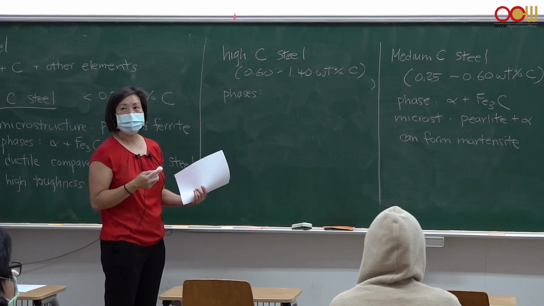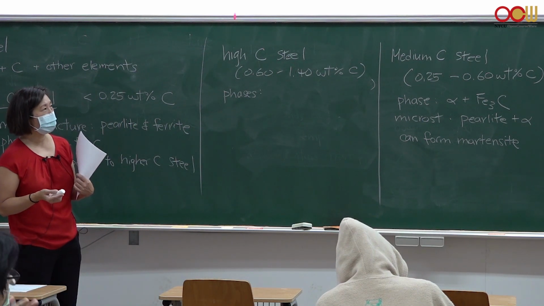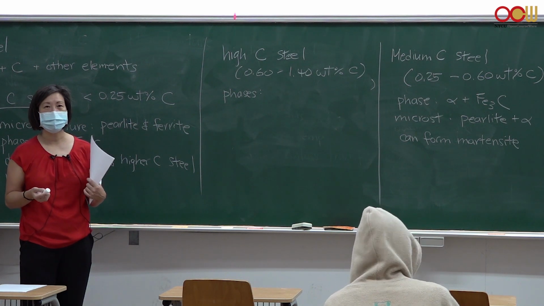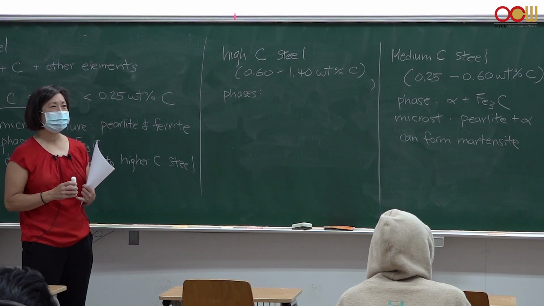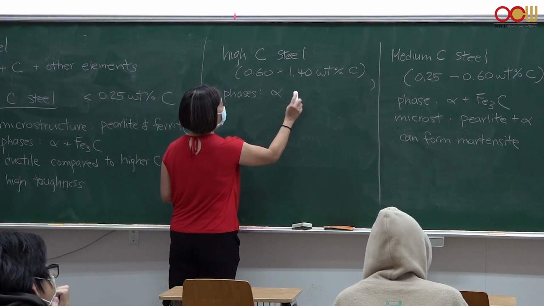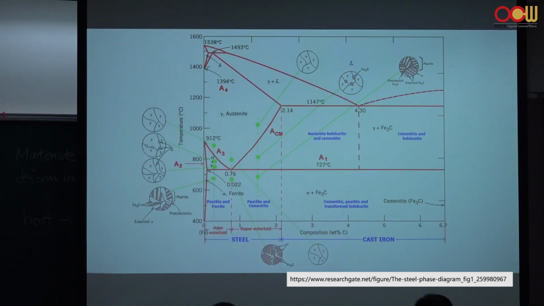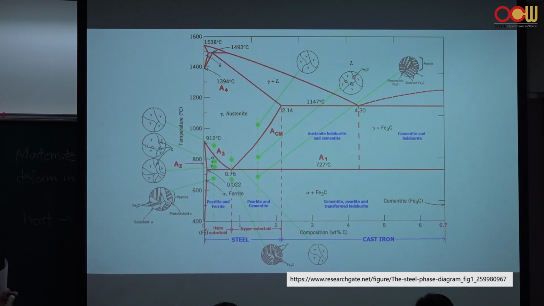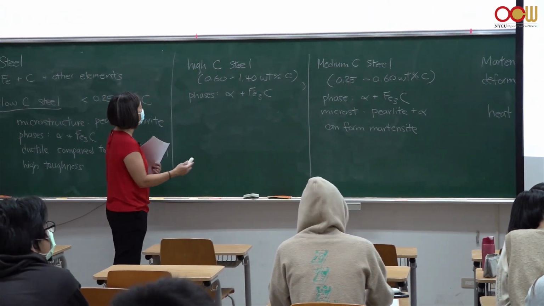A high carbon steel, if we're talking about greater than 0.76 weight percent carbon, what are the phases at low temperatures? What does it look like on the phase diagram? What do you think? Yep, still ferrite and cementite. Pretty much anything you make with less than 6.7 weight percent carbon will have ferrite and cementite at low temperatures. So even high carbon steel, same thing, ferrite and cementite.